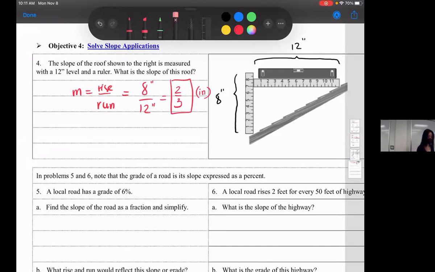You know what? My bad. There's no inch. The inch and divided by the inch is gone. Bad, bad, bad.